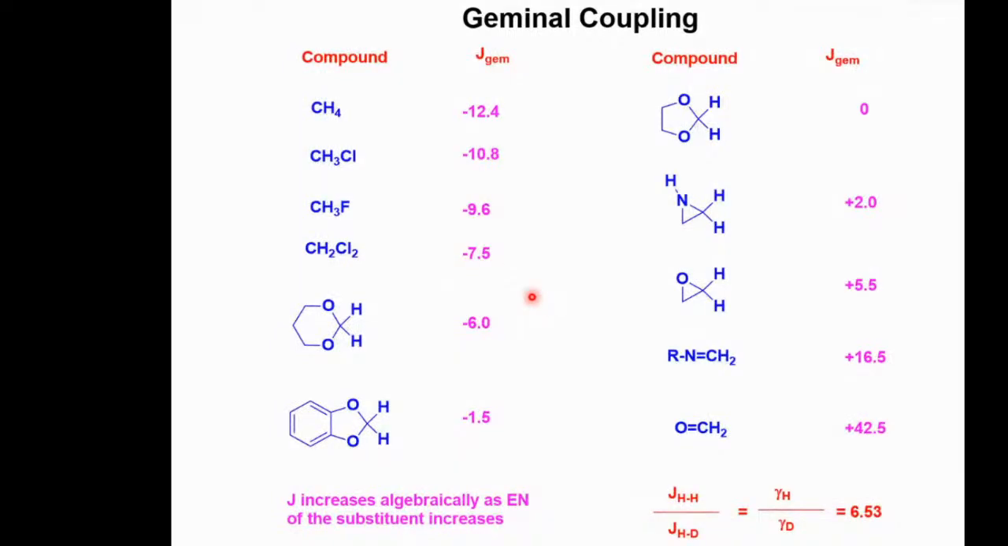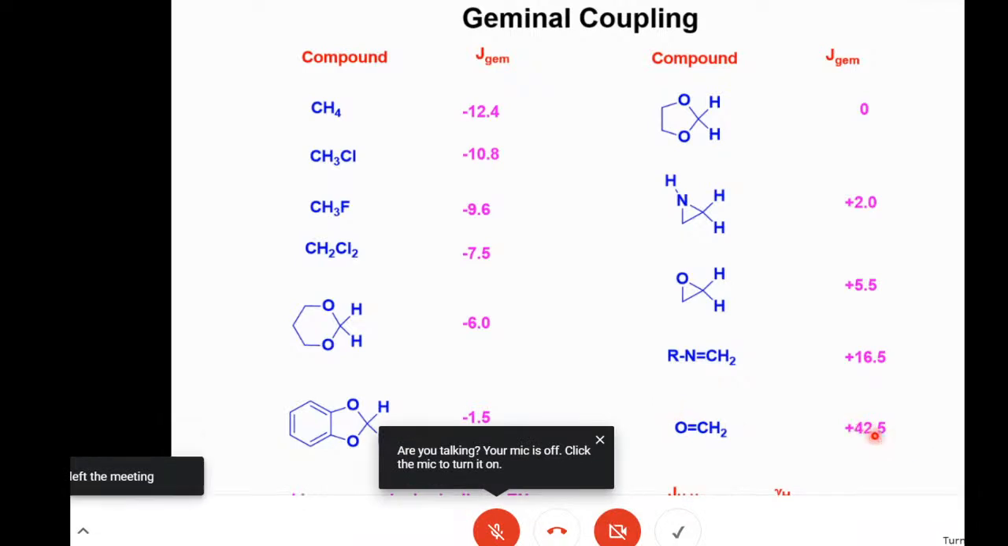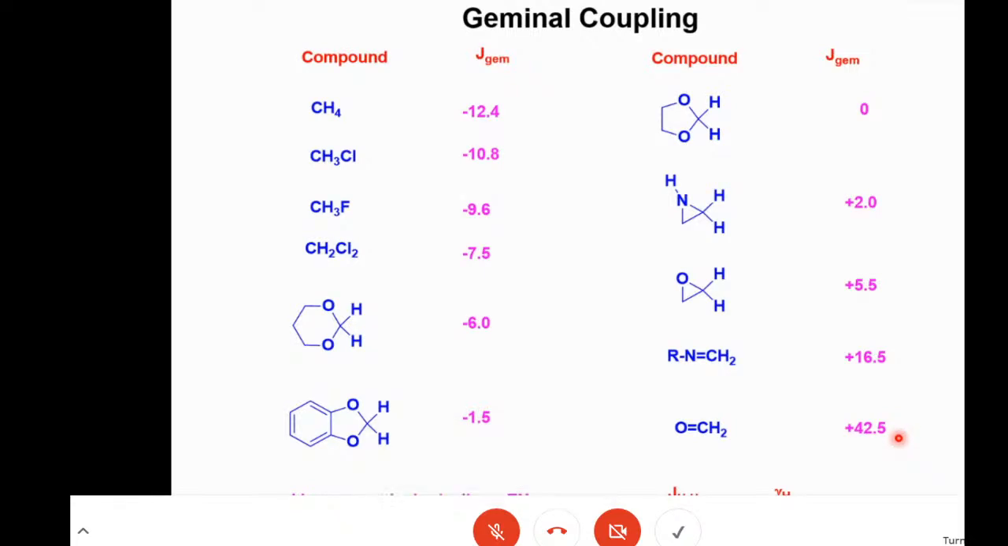It is the magnitude. Although it algebraically increases as the electronegativity of the atom increases. You can see here, it increases algebraically as the electronegativity of the atom increases. It can even be zero, as in this case, and further increases. And in the case of, say, formaldehyde, the J value could be as high as 42.5, even though we cannot directly measure it, because those are two equivalent protons.